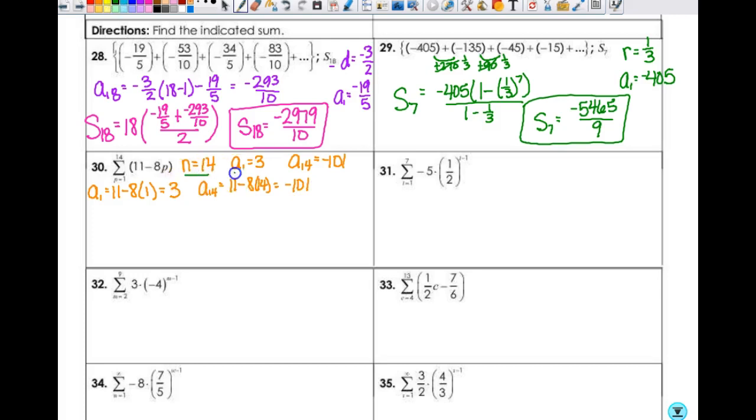Okay, so I have these 3 pieces, which I need for the arithmetic. So I get the sum of the first 14 terms is equal to 14 times 3 plus the negative 101, or minus 101, over 2. So the sum of the first 14 is negative 686.